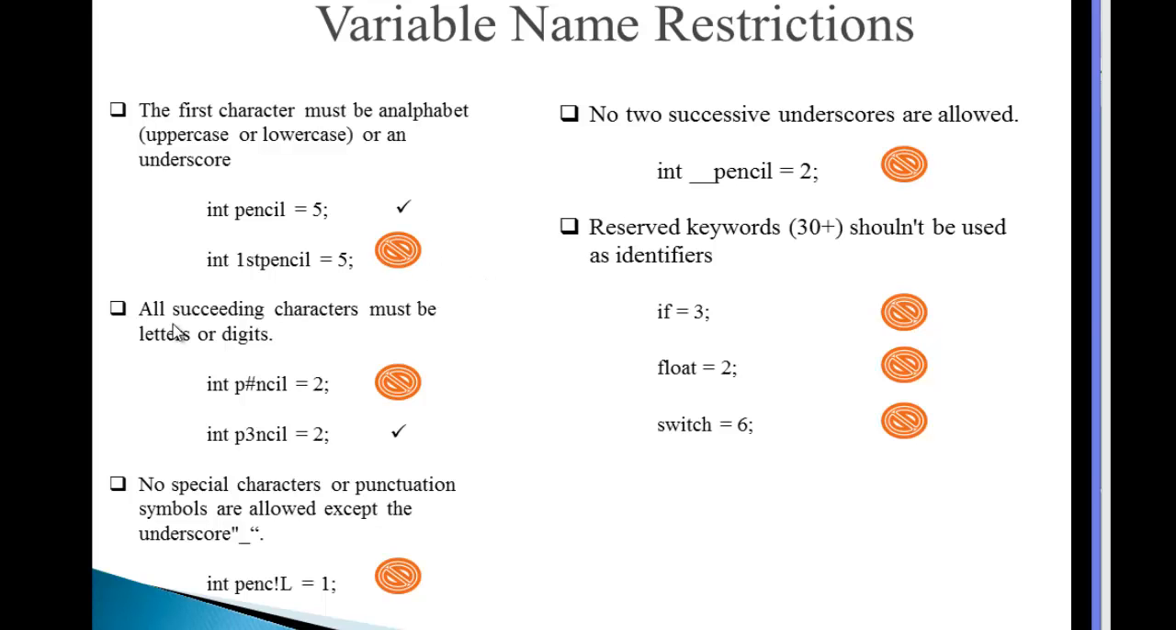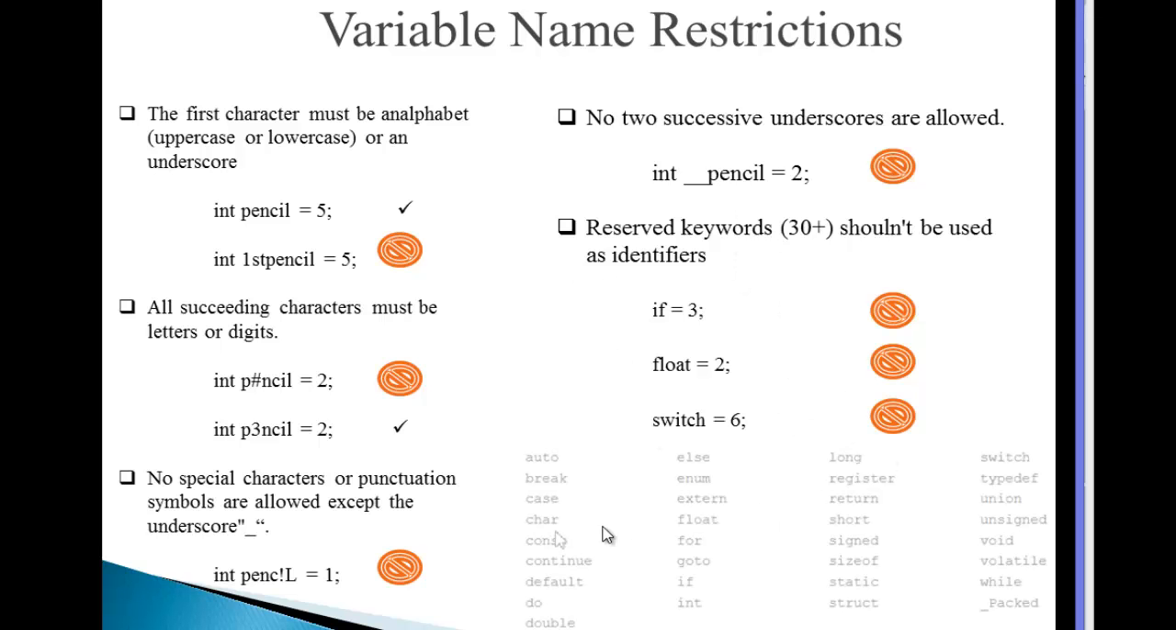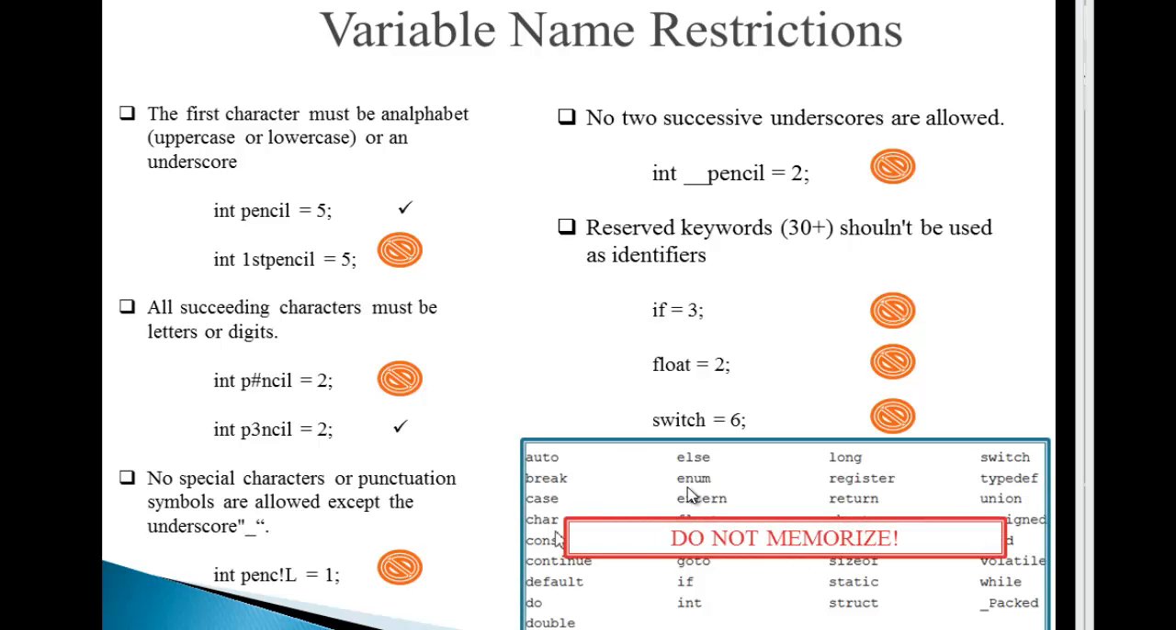And then the second rule is that all succeeding characters must be letters or digits. So here this is fine, but in this case there's a special character here, which the compiler won't let you do. The other one's no two successive underscores are allowed because this is reserved only for system usage. And one of the major limitations, of course, is conflict with the reserved keywords. There are a bunch of them as shown here on this table. Of course, under any circumstances, do not memorize these, because as we progress further in our tutorials, you'll understand why we won't use them. But for now, let me show you how to detect them on CodeBlocks.